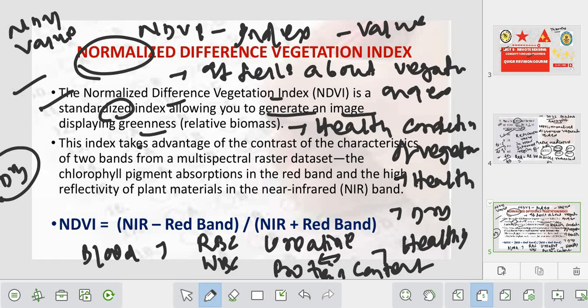The index takes advantage of the contrast of the characteristics of two bands. So this NDVI value is normally calculated on two bands: one is the near infrared band, another is the red band. So we normally calculate the different values in the near infrared region and the red region. Then we compare each other. Then we calculate the index that is called the NDVI index.